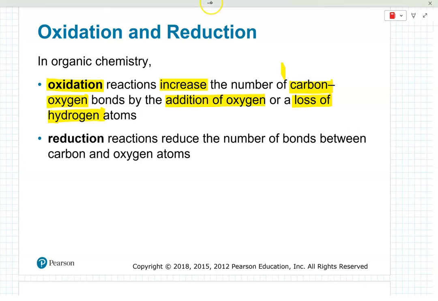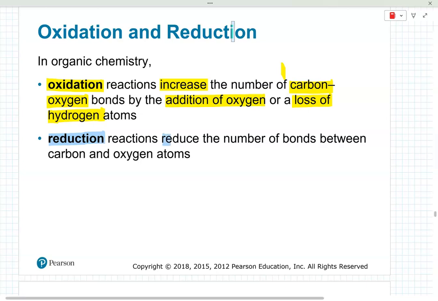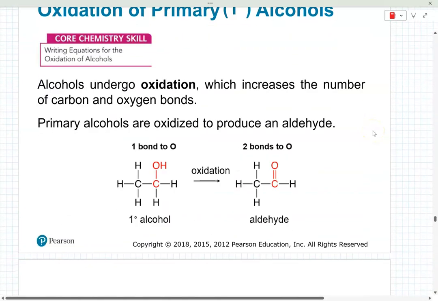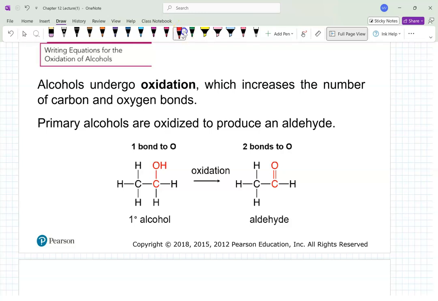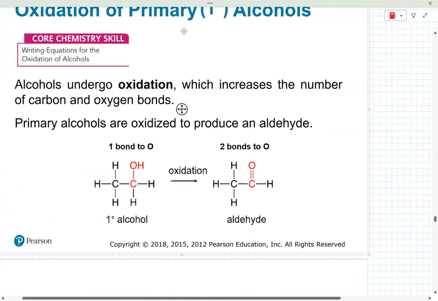Reduction, as you can imagine, has an opposite definition. So in case of reduction, you reduce the number of bonds between carbon and oxygen. So, let's take a look at what we're talking about. Okay? So let's say we have a primary alcohol. We talked about it before. The primary versus tertiary versus secondary. I'm going to remind you briefly. Let's give ourselves some crash course, okay?